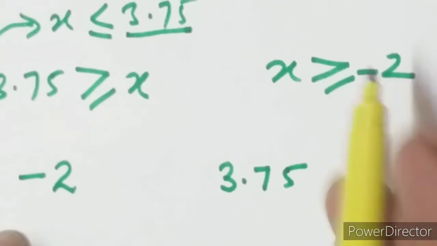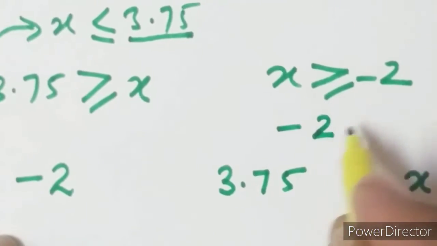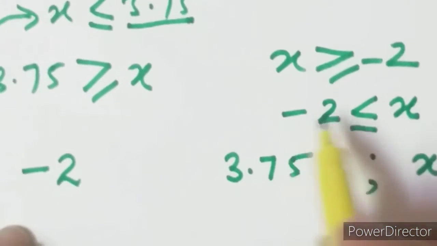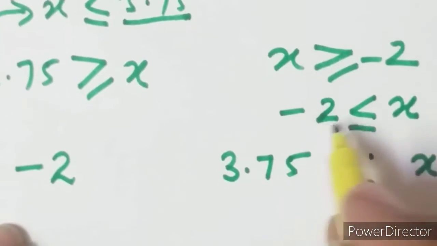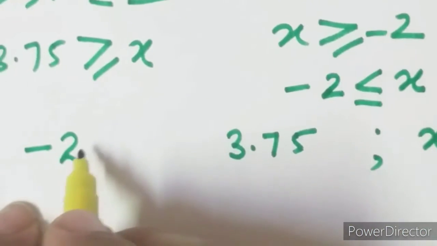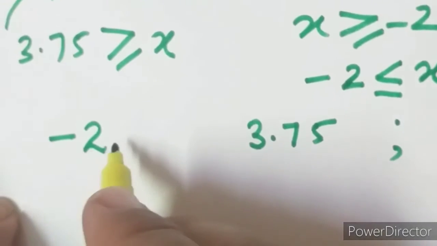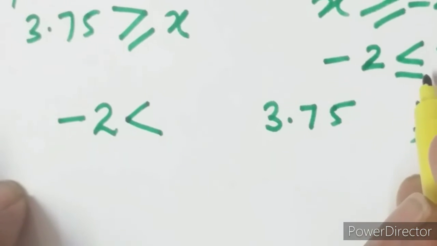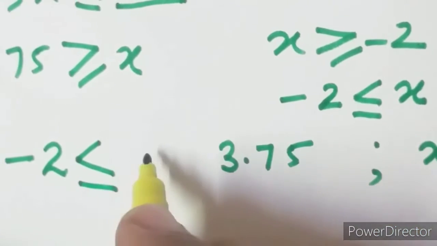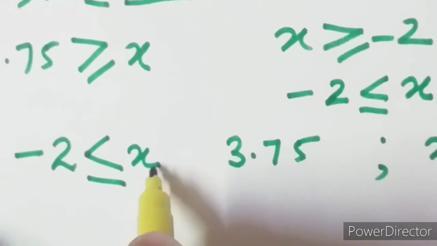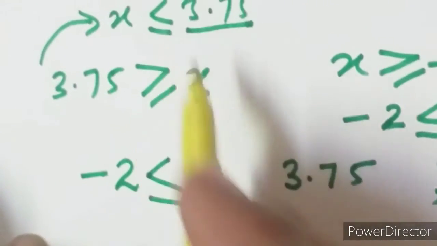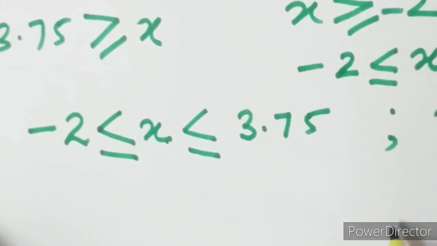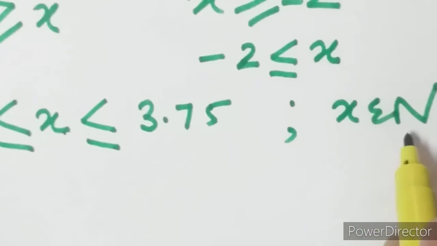x greater than or equal to minus 2, or minus 2 is less than or equal to x. See this, x is greater than or equal to minus 2, or simply take the reverse, minus 2 is less than or equal to x. So combining these two, I can write one answer as minus 2 like this. Minus 2 less than or equal to x I have written here, and this x again no need to repeat, simply I will put from here that x is less than or equal to 3.75, which is the form in which we write the solution of this answer.